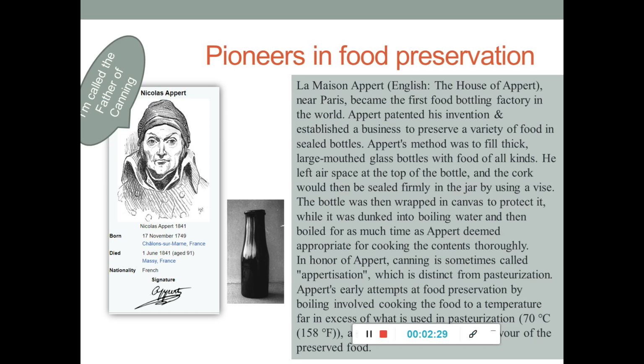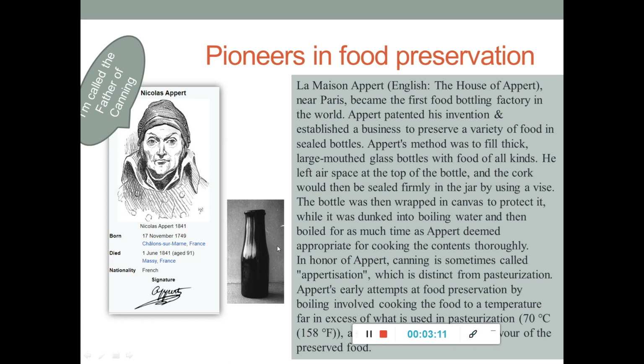Among the pioneers of food preservation, the name that we come across is mainly Nicolas Appert. In 1841, Nicolas Appert developed a technique which used bottles for preserving food, and he is now considered the father of canning. La Maison Appert, in English the House of Appert near Paris, became the first bottling factory in the world. Appert patented this invention and established a business to preserve a variety of food in sealed bottles. This is a sealed bottle which he used for preserving food.